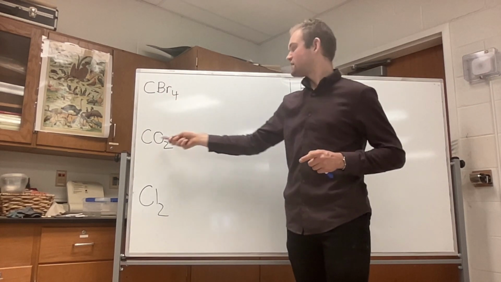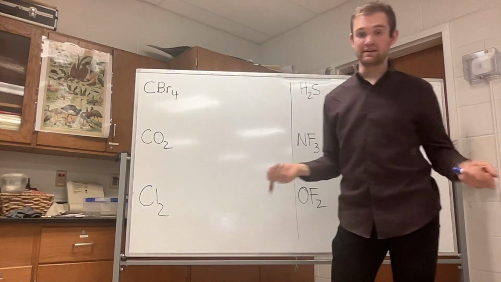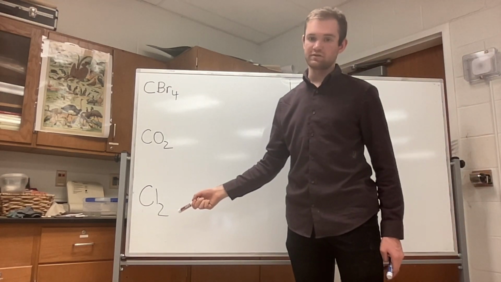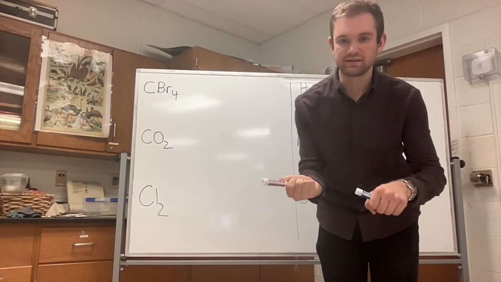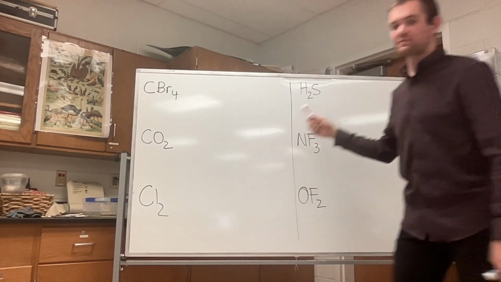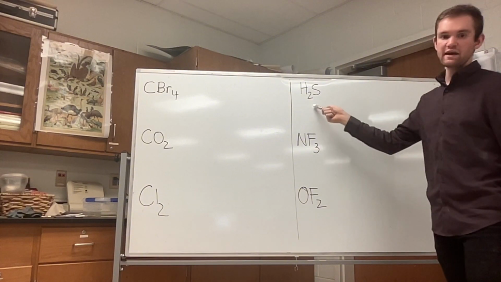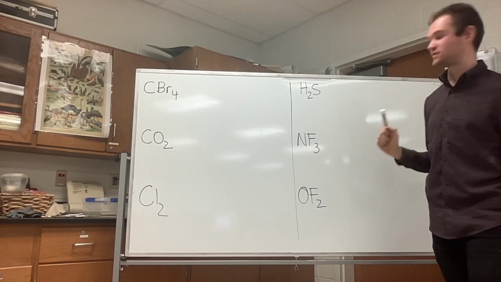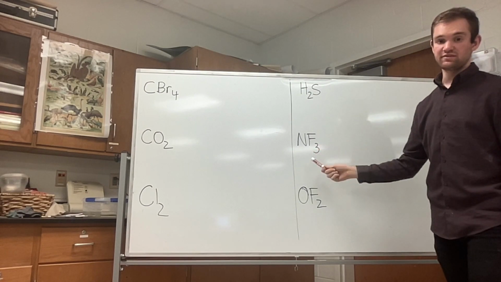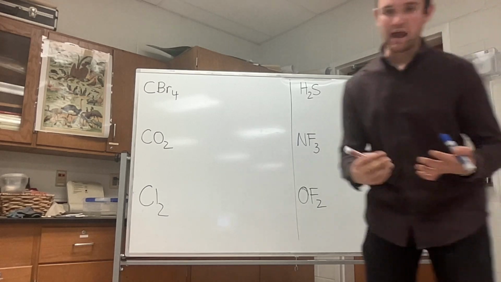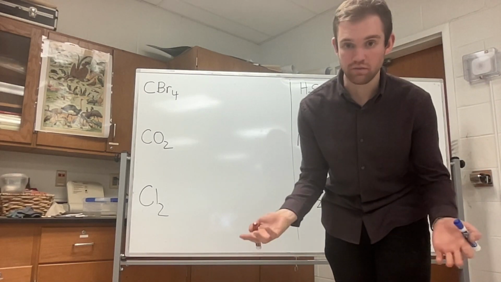I go here, same thing. I only have 1 C, so C is my center atom. Down here, I don't have a central atom. There's only 2 atoms bonded together. There's nothing in the middle. So Cl2, no center atom. Let's keep going. H2S, 2 H's, 1 S. S will be in my center. Here, N will be in the center. And here, O will be in the center. So hopefully that makes sense for how we determine which one's the middle.